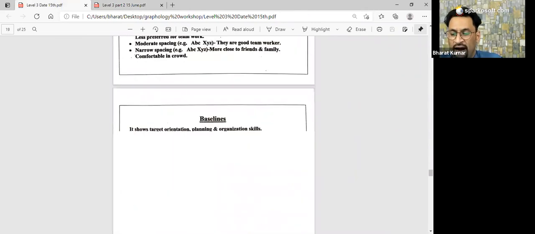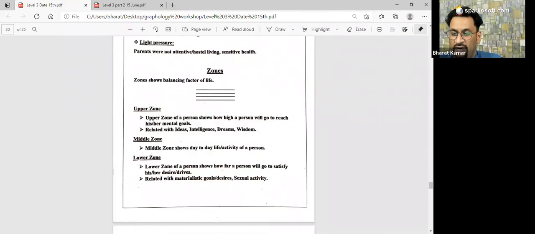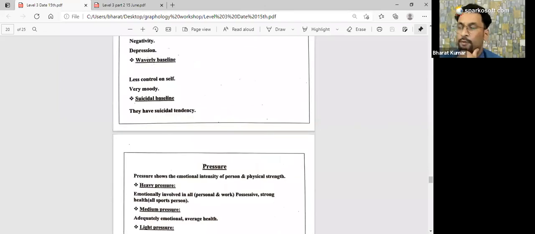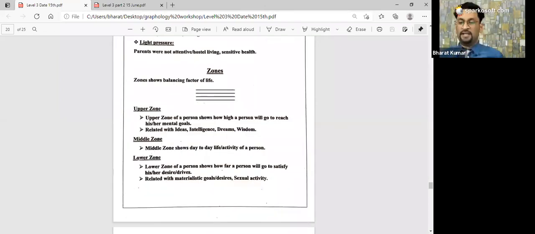Now baseline already we have discussed, pressure we have discussed, zone we have discussed. If upper zone is used more, then you will say it shows how high a person will go to reach the goals. Middle zone, day-to-day life activities. Lower zone means how far a person will go to satisfy his desire. This is important. It is also related with sexual activity because lower zone is related with the Y and G. Yes, this is also part of it, on another level.